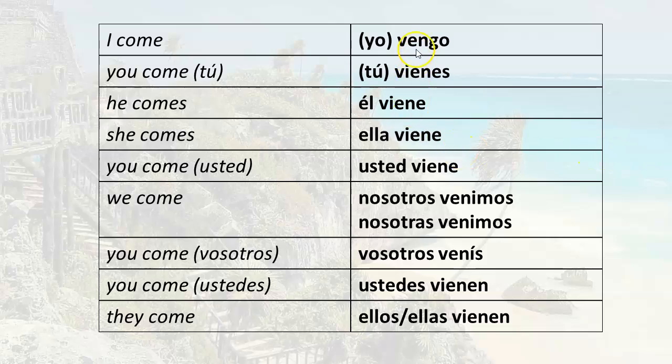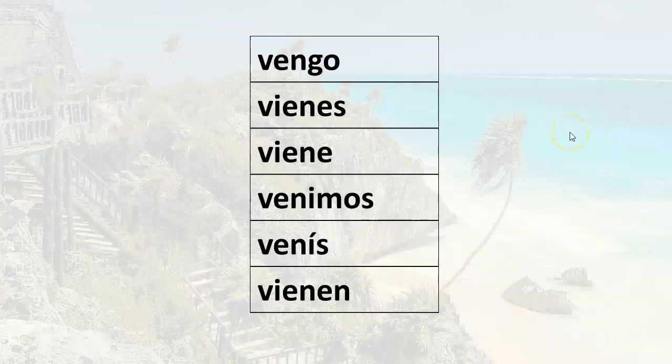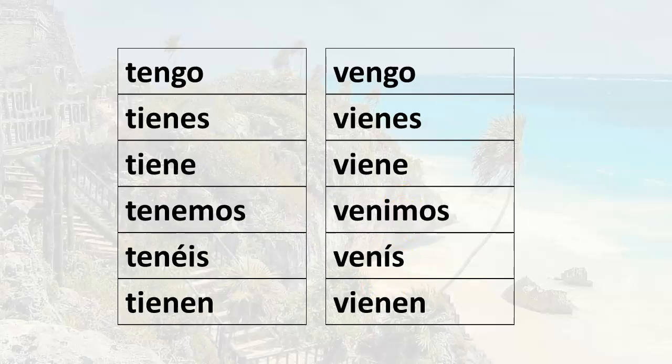We have vengo, vienes, viene, venimos, venís, and vienen. If we remove all the subject pronouns, we have these 6 forms of the verb venir in the present tense. Vengo, vienes, viene, venimos, venís, vienen. And let's take a look at the two verbs side by side, and you can see it's obvious why they're grouped together. They share a similar pattern of conjugation.